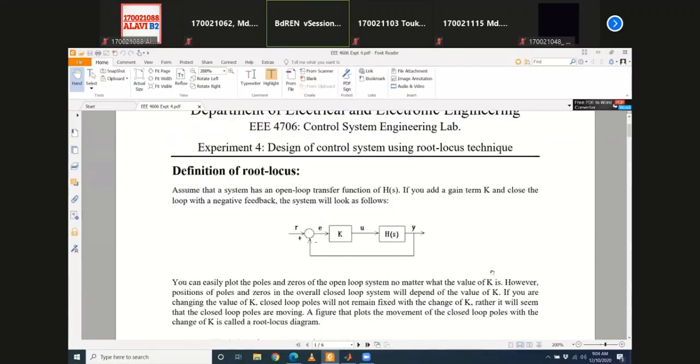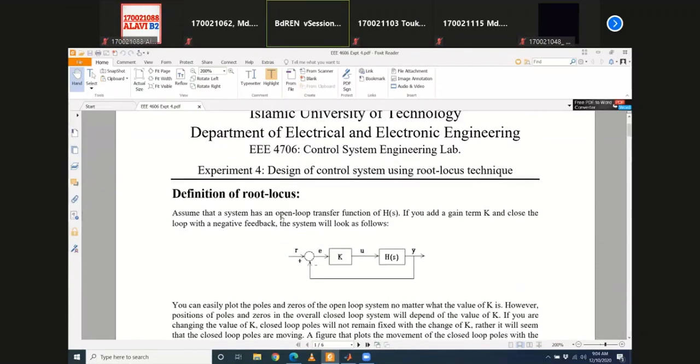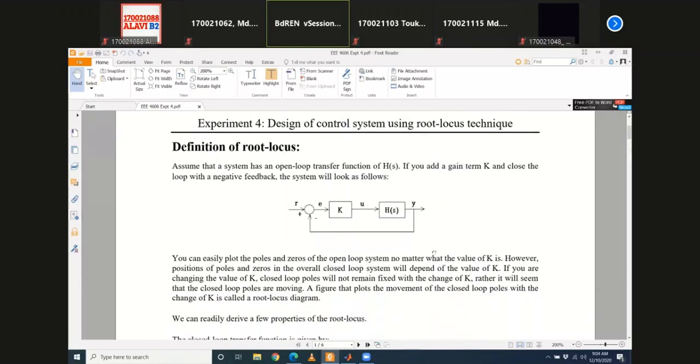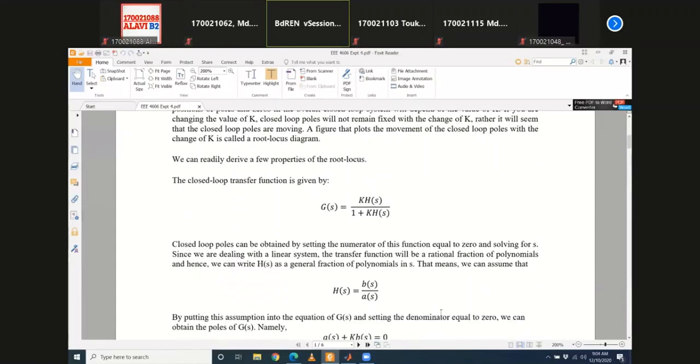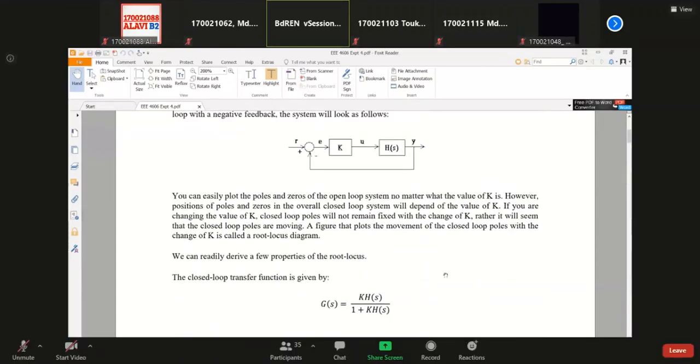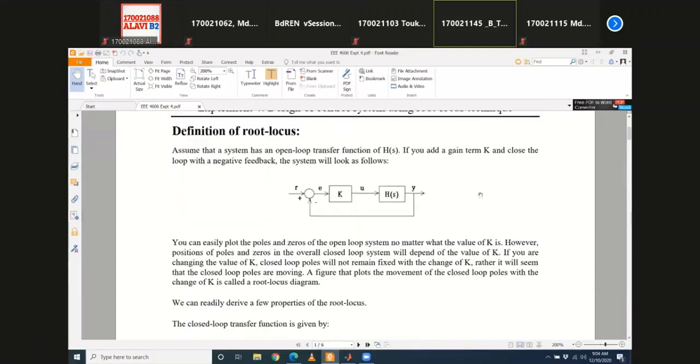Okay, so in today's lab, we're going to be talking about root locus diagrams using MATLAB and how the root locus can be used to achieve certain functions of a system. So I'm pretty sure I have not started root locus yet, right? No, sir. Okay, so let's start with the definition of the root locus diagram first, right?